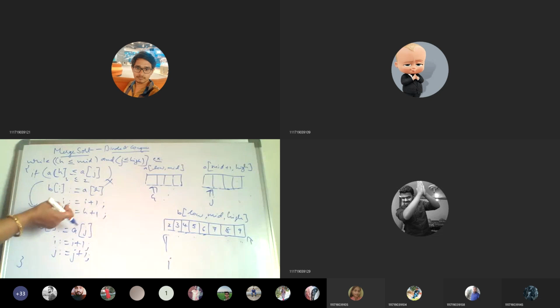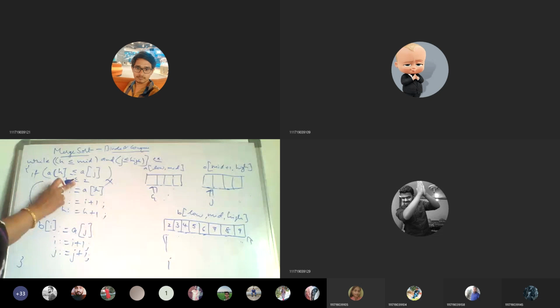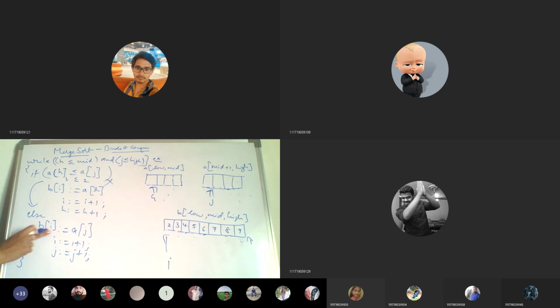Once that is done, what do we have to do? We have to increment the I pointer to the next location, and H also has to be incremented, if this condition satisfies. If this condition doesn't satisfy, A of H is not less than A of J, that means A of J is smaller. So in the else part, A of J, whichever is smaller, has to be assigned to the output array, and the output array pointer has to be incremented, and also the pointer of the array from which you copied needs to be incremented.